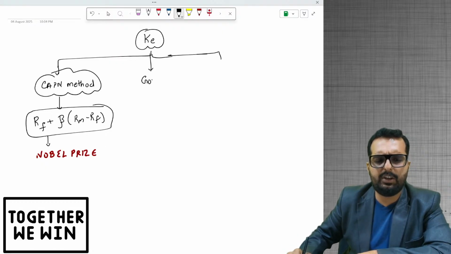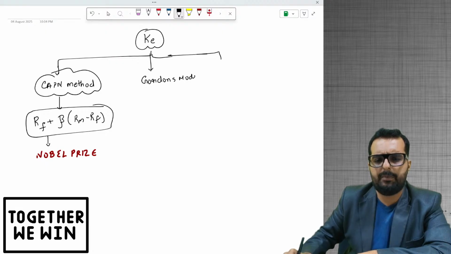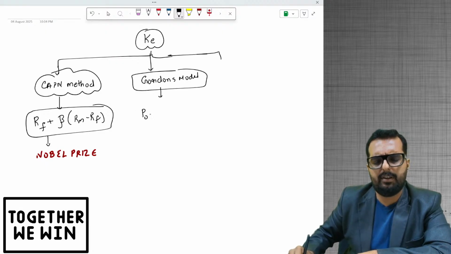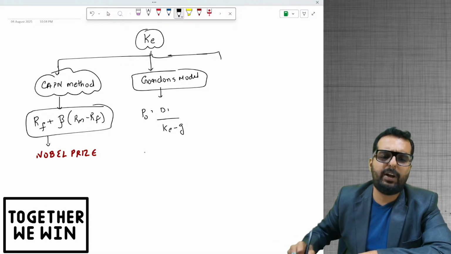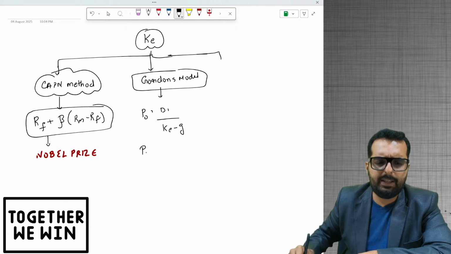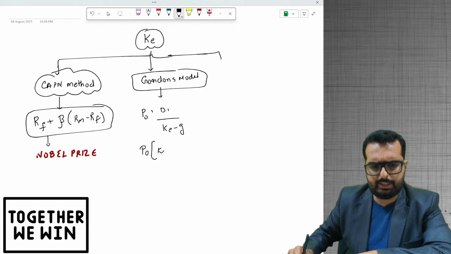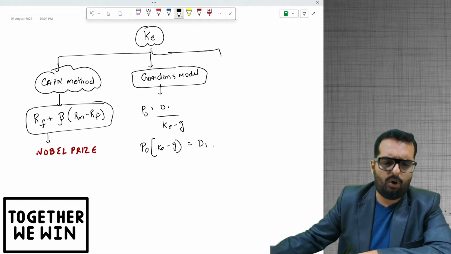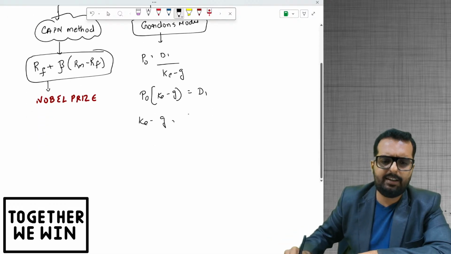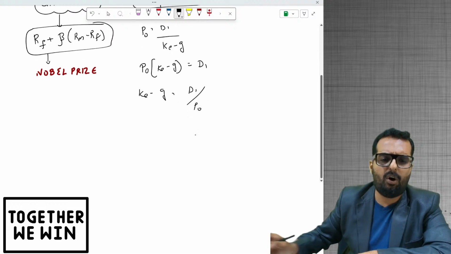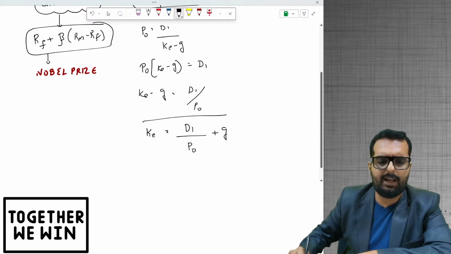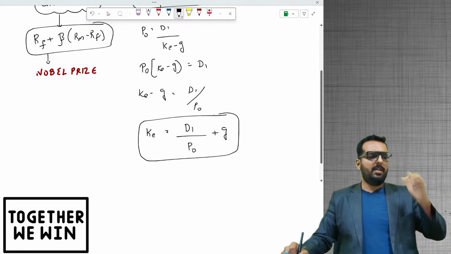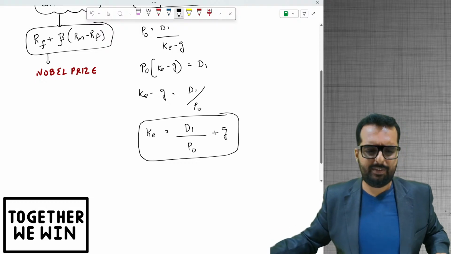The second model that we can use is called the Gordon's model. What happens in Gordon's model is P0 is equal to D1 divided by KE minus G. This is the formula as per the Gordon's model. If I play around, can I not say that P0 into KE minus G is equal to D1? Or can I say KE minus G is equal to D1 divided by P0? Or can I say KE is equal to D1 by P0 plus G? Are you all clear with this part now, friends?